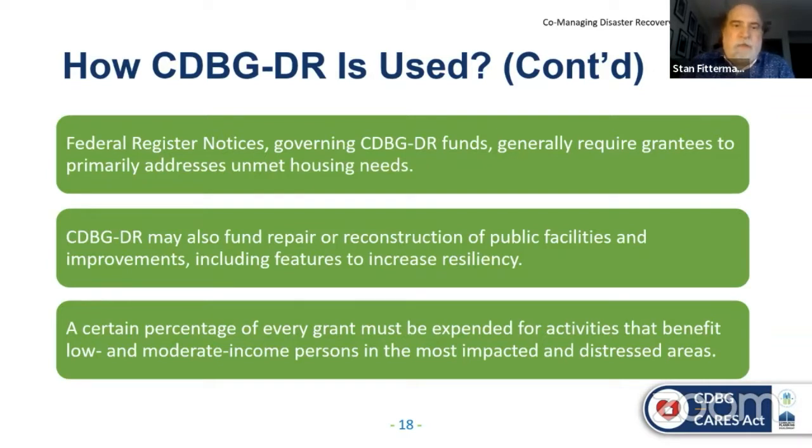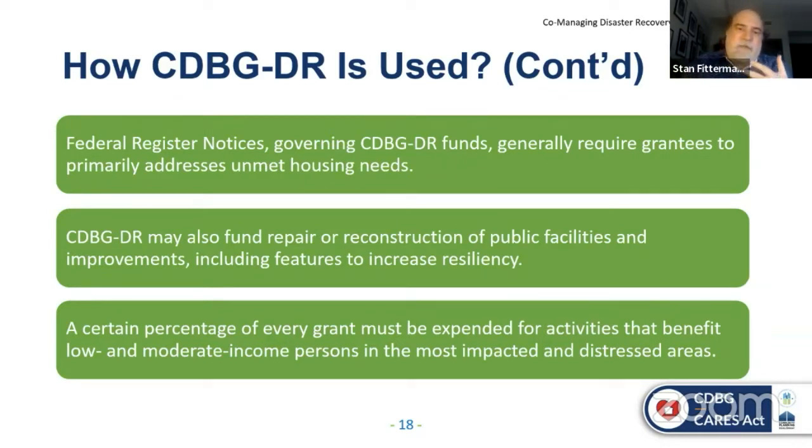Okay, so how is DR used? Well, the Federal Register notice governing DR funds generally requires grantees to primarily address unmet housing needs. So that is the focus of DR typically. It may also fund, repair, or reconstruct public facilities, as we discussed, including features to increase resiliency.